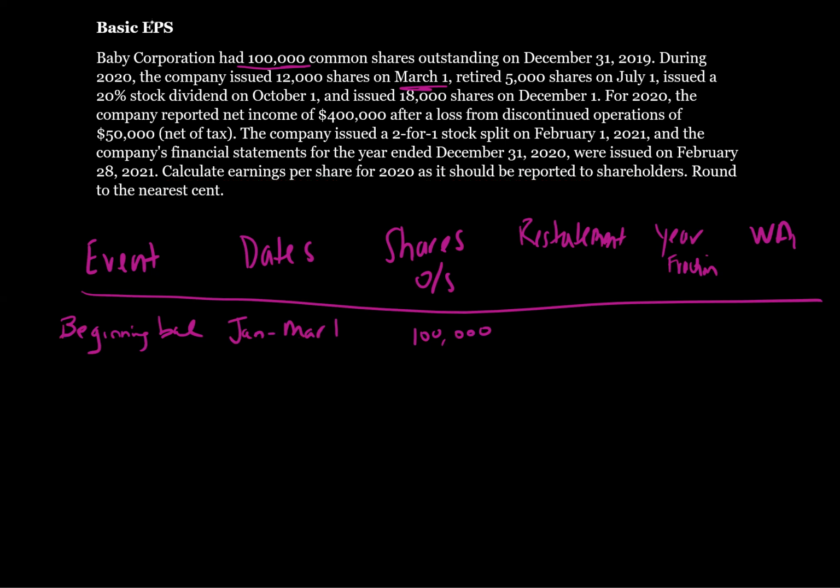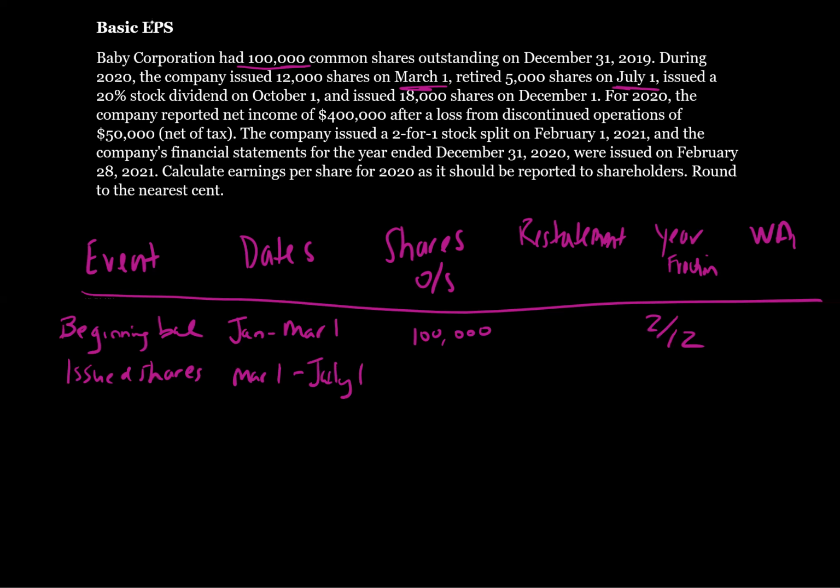So this is going to be January, February, March, three months, 2 months. Sorry, January, February, 2 months. Then on March 1st, the company issued 12,000 shares. So we issued shares on March 1st. And how long is this going to go for? It's going to go until July 1st.